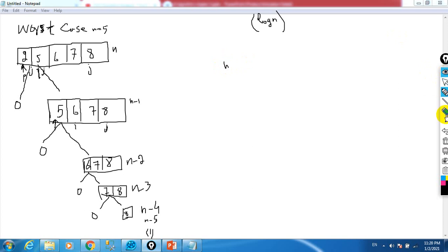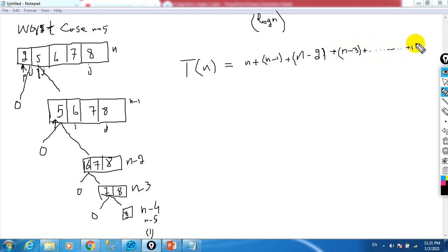What will be the time complexity of this? So let me write the complete time complexity of this. T(n) is equal to n plus n minus 1 plus n minus 2 plus n minus 3, and so on, up to 1, plus n minus 4, n minus 5, n minus 6, n minus 7, up to plus 1.